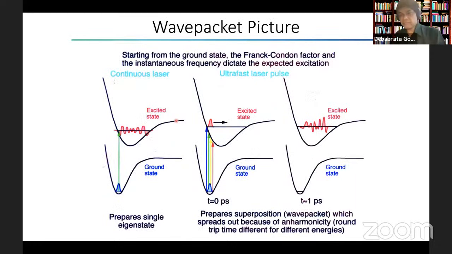When you go to a molecule, this actually extends to the concept of using a wave packet, which means that instead of using a single wavelength or a single frequency, as we call it, it will have a distribution. And there again, it so turns out that when you are using a transform limited pulse, you will have a large number of states instead of a single eigenstate, a distribution which is often called the wave packet, which spreads out because of the anharmonicity, or the round trip time is different for different energies. So this is the typical scenario for the wave packet picture.